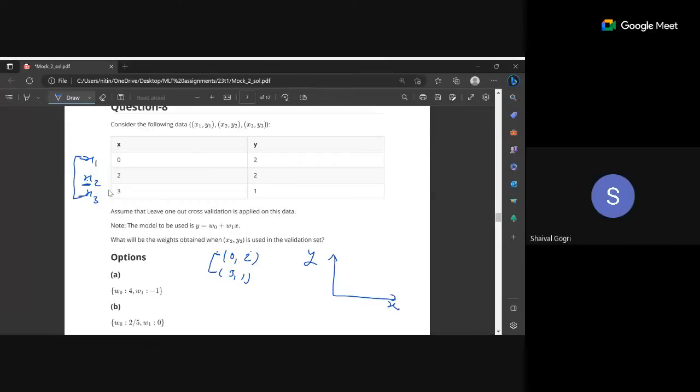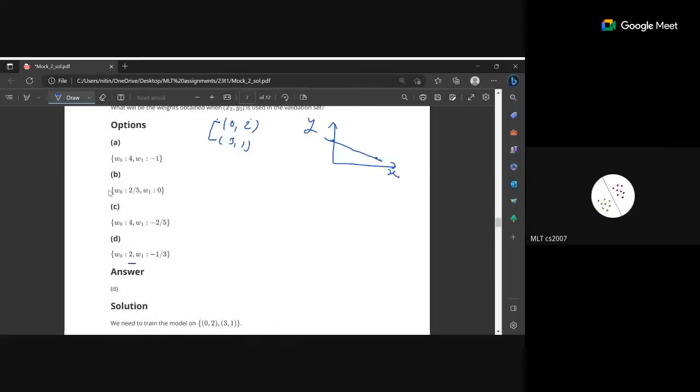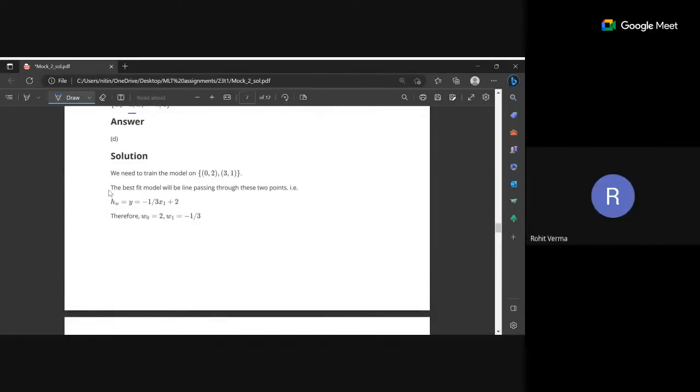If we just use data point 0, 2, in that case, if x is 0, then obviously we get W0 as 2, because the label for that is 2. So 0, 2 will be somewhere here, and 3, 1 will be somewhere here, right? Sir, are you writing somewhere? Okay, now I can see. So we have to fit these two points. So you can find the line, and W1 will be minus 1/3 and W0 will be 2.